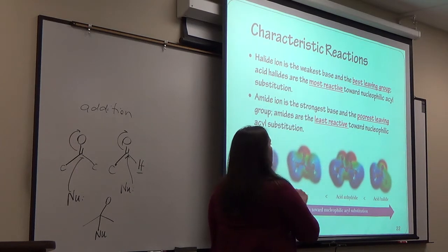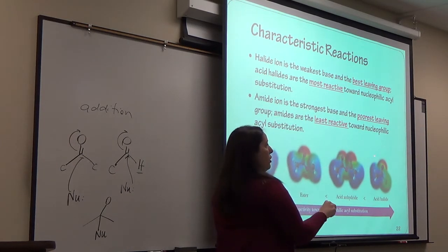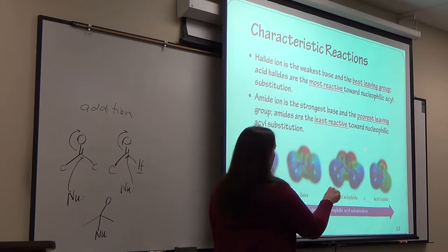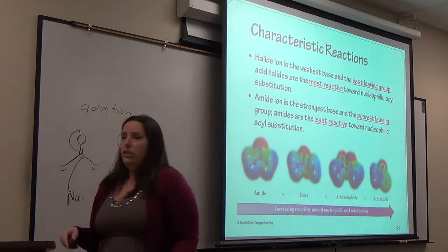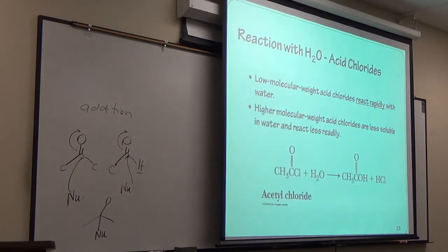So if I was ranking the derivatives by reactivity, the most reactive would be the one with the best leaving group. Does that make sense? And the one that was the worst, the least reactive, would be the one with the poorest leaving group. So that's what this slide is telling you. Does that make sense? So that's really just ranking them here.